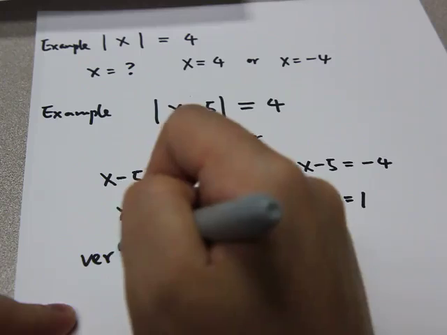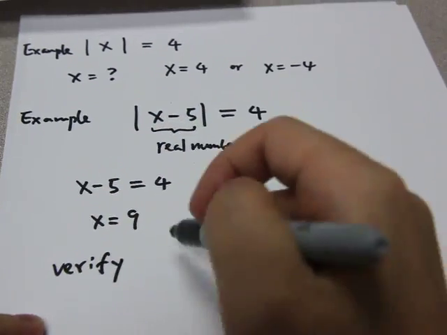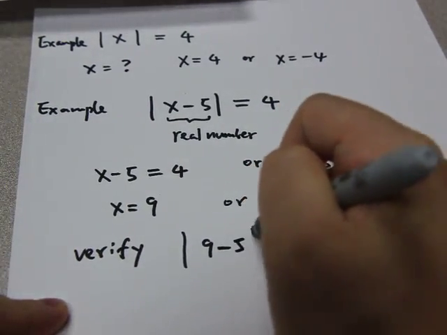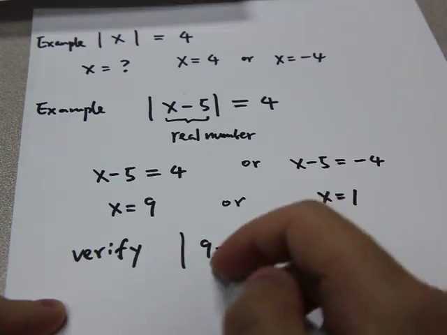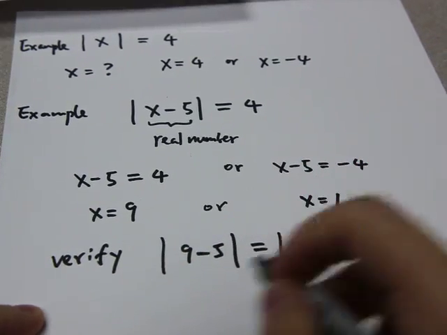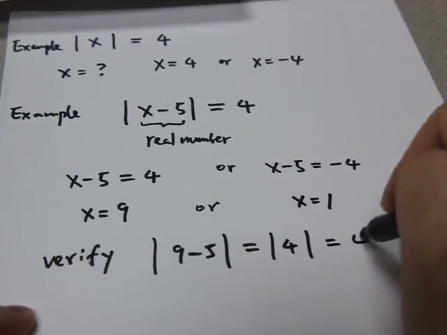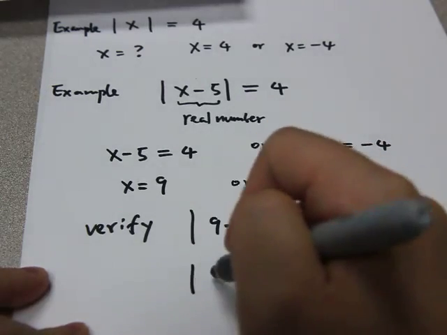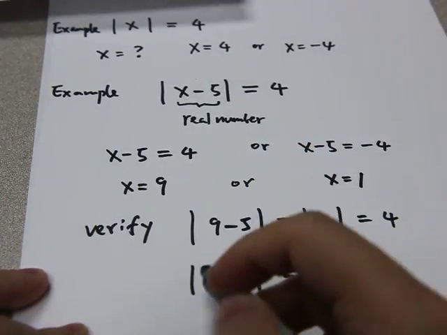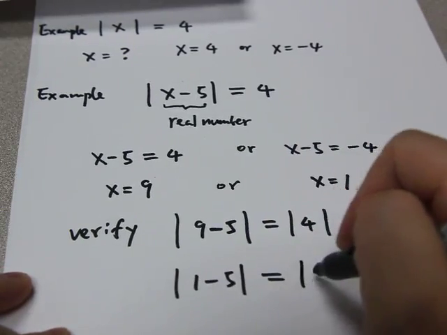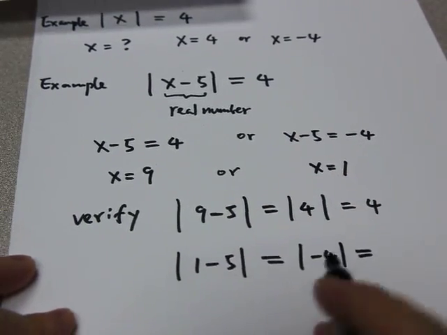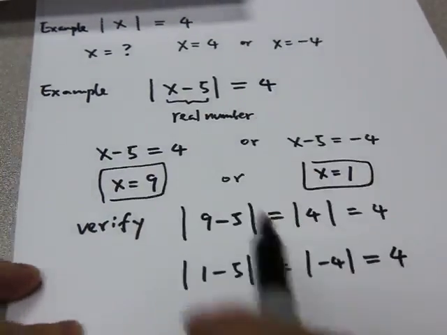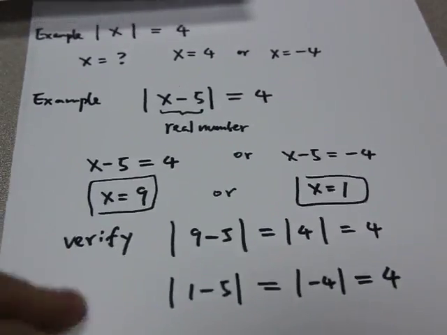Let's verify this. If x equals 9, then we have 9 minus 5. So the absolute value of 9 minus 5 equals the absolute value of 4, which equals 4, right? Now, what about if x equals 1? If x equals 1, we're going to have the absolute value of negative 4. Now, we know this is still 4. So that's why both 9 and 1 are solutions.